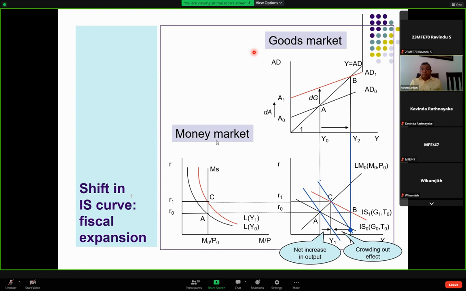Oh, sorry, I made a mistake here. Let me erase that. This is the increase in output level. And I have to shift the IS line to meet point B. That means I will be shifting it to this point.